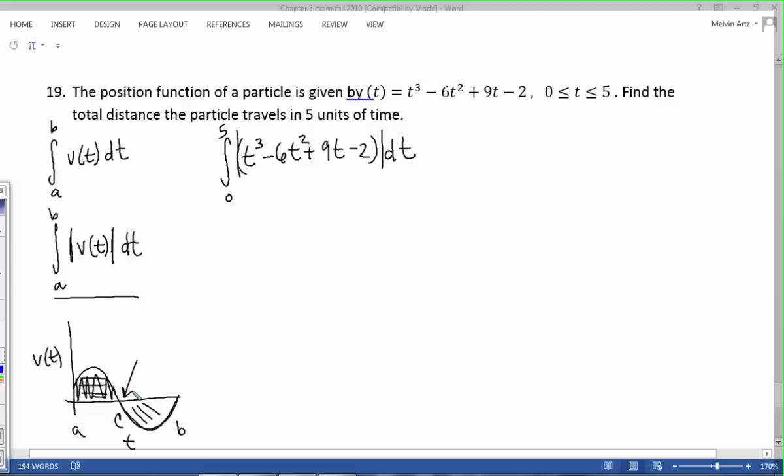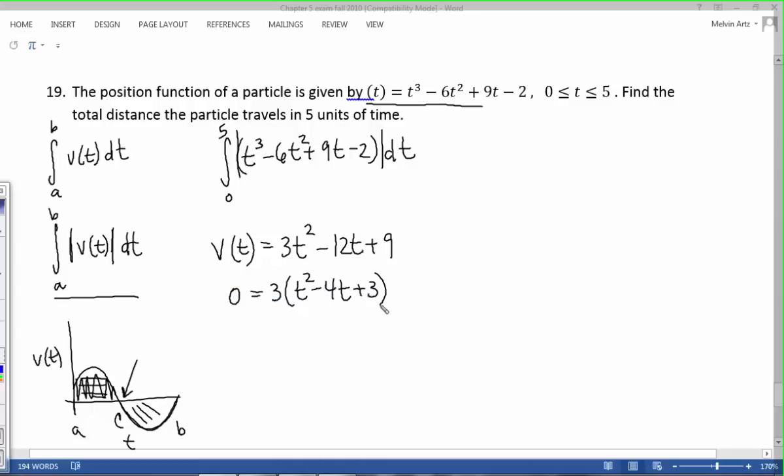So let's determine if our particle changed directions by taking the velocity function and setting it equal to 0. So our velocity would be the derivative of this function, which would be 3t squared minus 12t plus 9. So if we set this equal to 0, let's factor out a 3. T squared minus 4t plus 3. This would factor, hopefully, into t minus 1, t minus 3. So we have two roots.